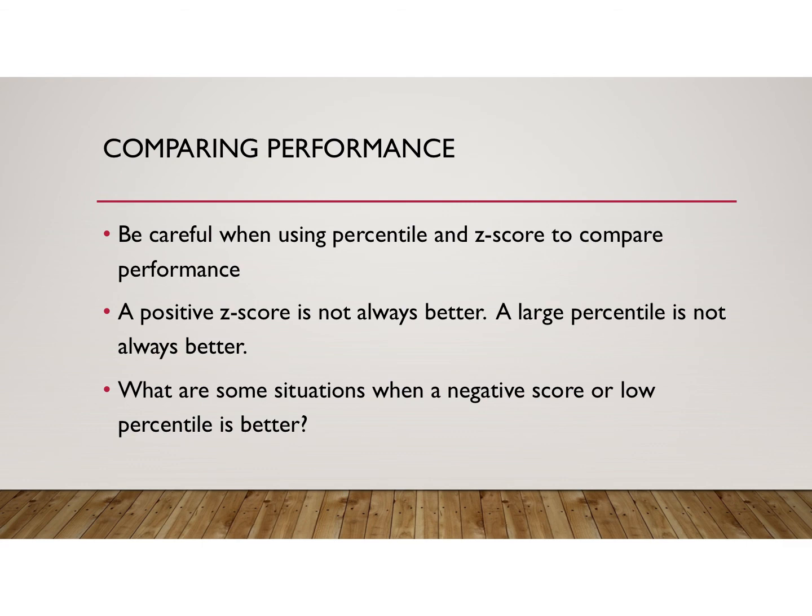What about races? What kind of times do you want if you're in a swim race? You want a low time, right? You want a fast time. So you want to have a lower percentile or a lower z-score. So you really have to think about the context of the problem when you're doing a comparison, because sometimes a low z-score and a low percentile is better.